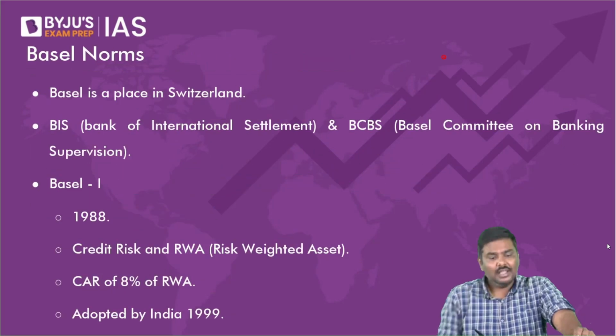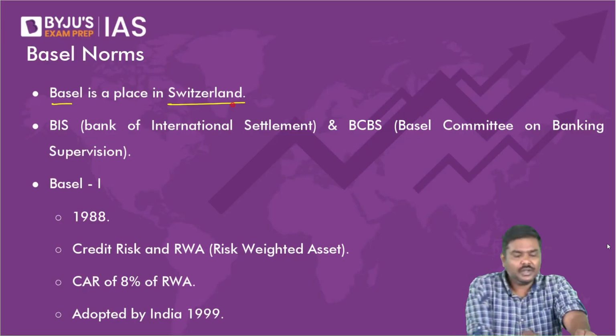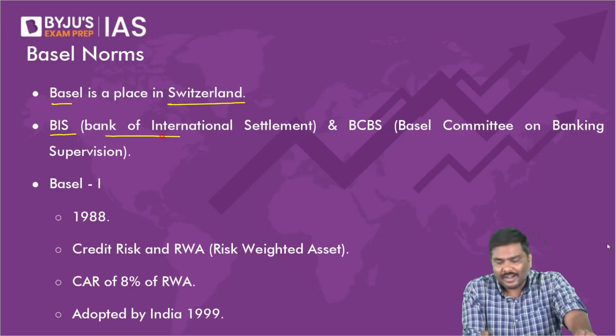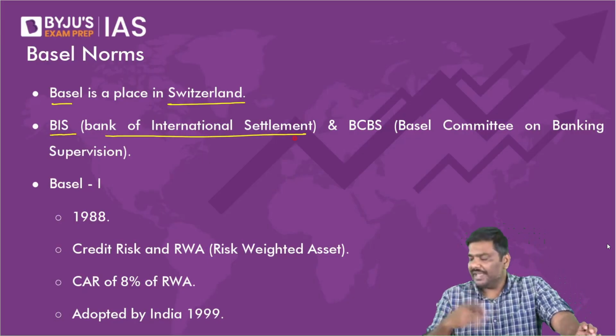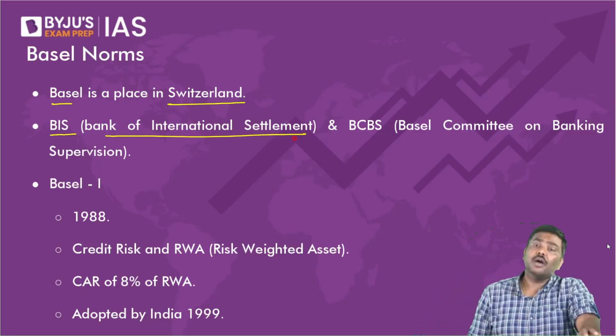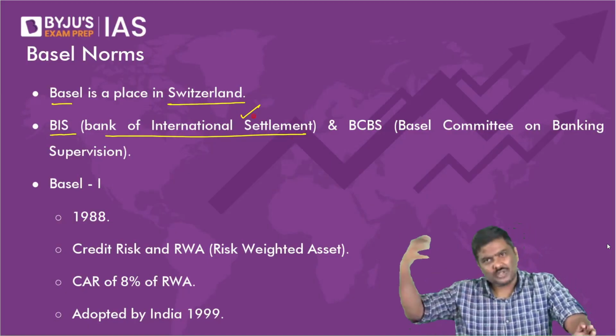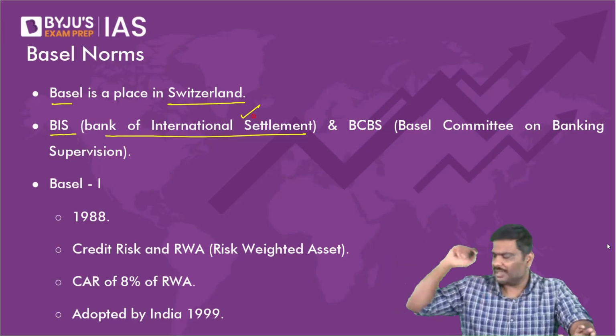Have patience. In this city, which is present in Switzerland, there is one institution by the name of Bank of International Settlement. BIS, Bank of International Settlement. Now, India is also a party to it. India is also a member in the BIS.